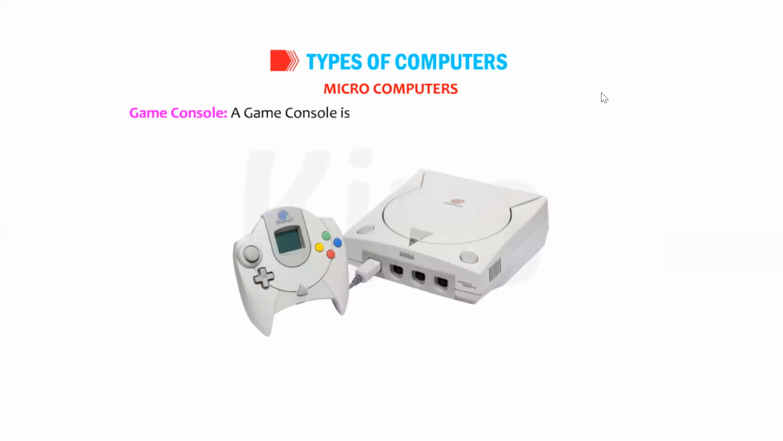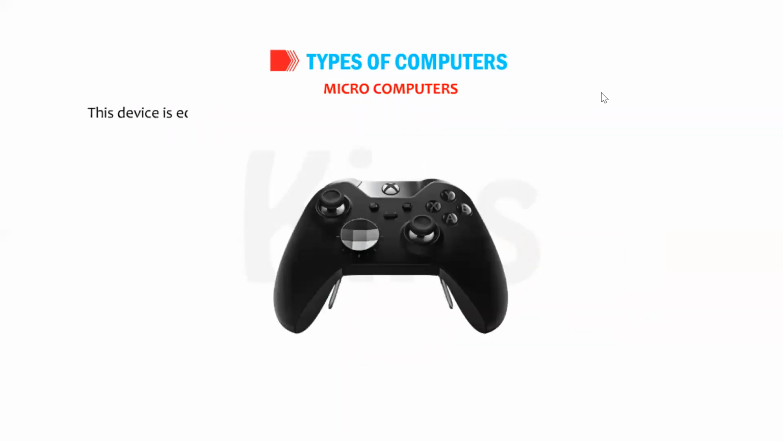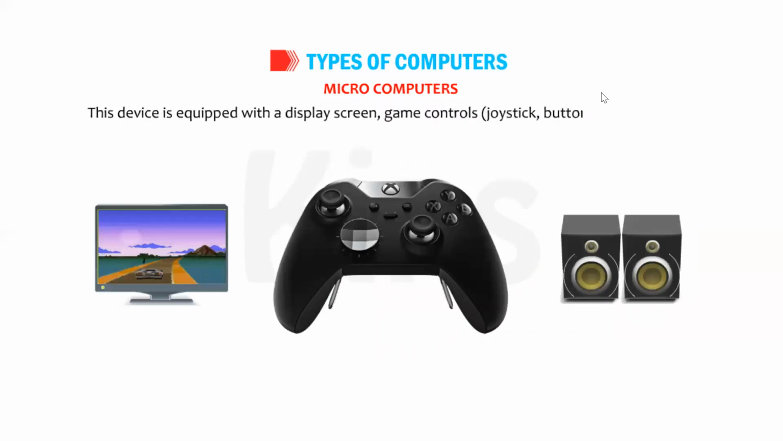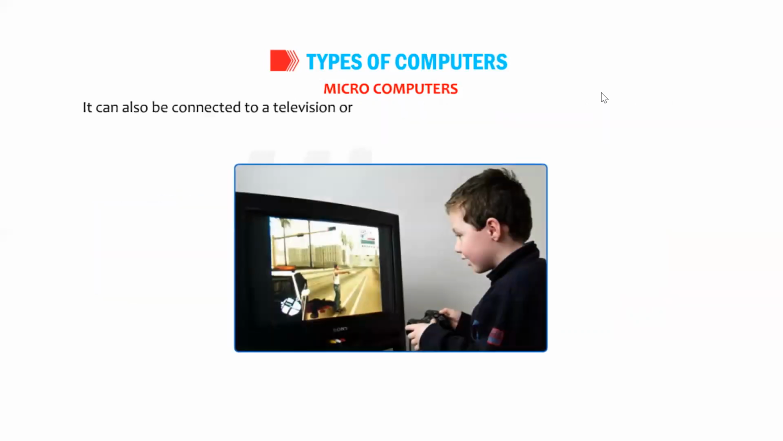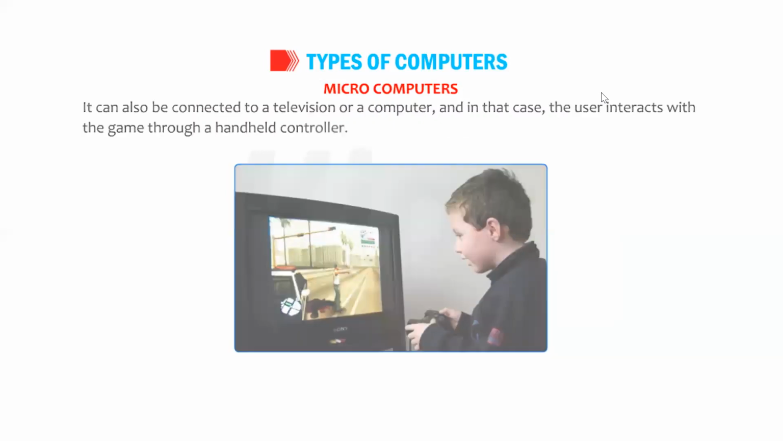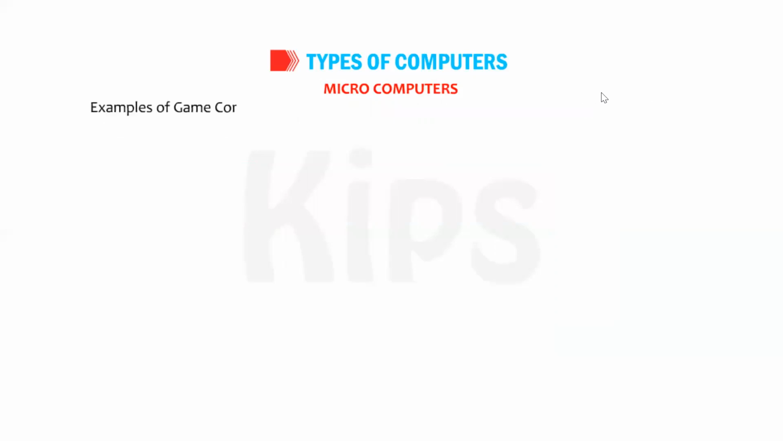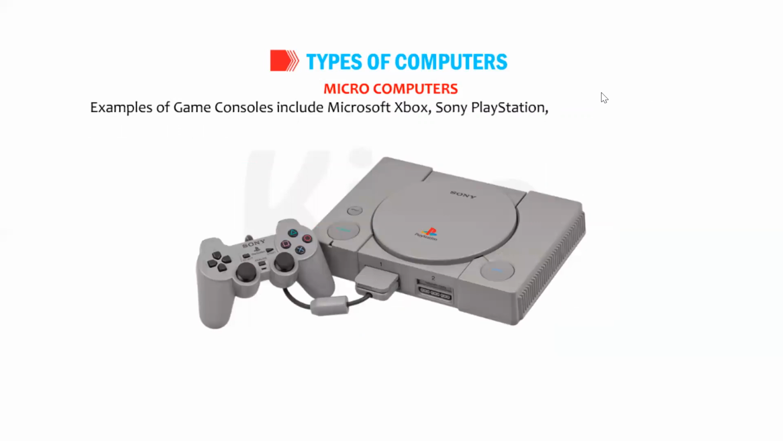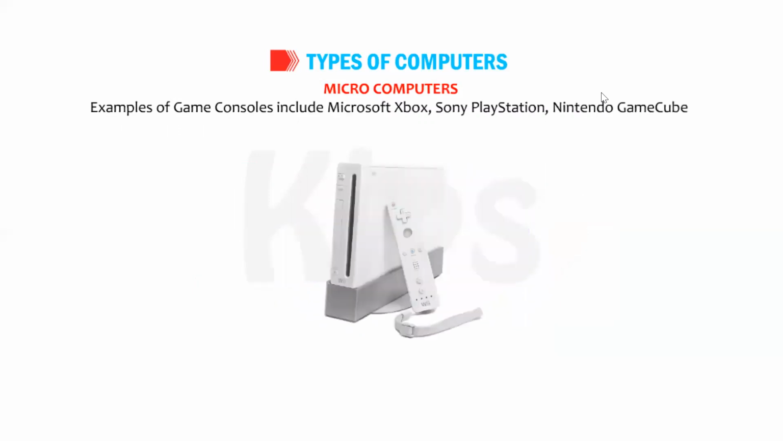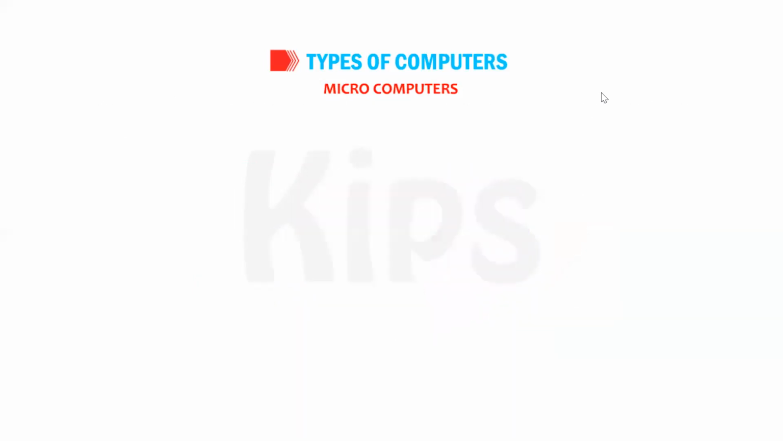Game console. A game console is a device used to play interactive video games. This device is equipped with a display screen, game controls, joystick, buttons and speakers. It can also be connected to a television or a computer, and in that case, the user interacts with the game through a handheld controller. Examples of game consoles include Microsoft Xbox, Sony PlayStation, Nintendo GameCube, and Nintendo Wii.